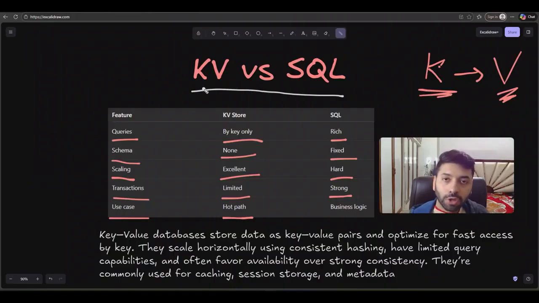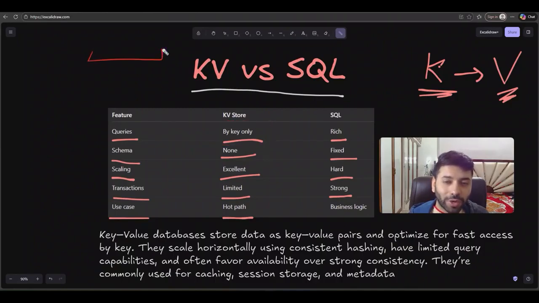Okay, so this was about the key value database. If I have to define the key value database in summary, it would be: key value databases store data as key value pairs. Okay, and they optimize for fast access by key. You will query only based on key here. Okay, they scale horizontally using consistent hashing, and they have limited query capabilities because you can only query based on key.